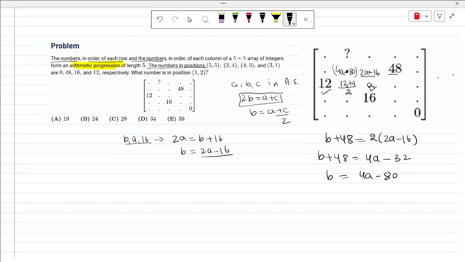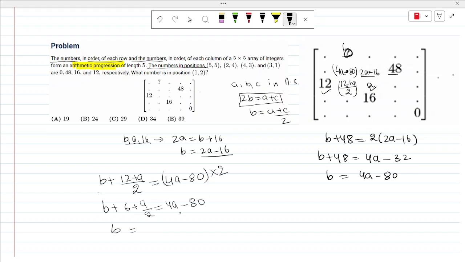Now using these we can jump to this number. Suppose this number will become blank. So blank plus (12 plus A) over 2 will be equal to 4A minus 80. Now you need to find the blank. So blank plus 6 plus A over 2 will be equal to 4A minus 80. Now you transpose everything to the other side, so it will become 4A minus, okay, so this plus this will become 2 times the middle number.